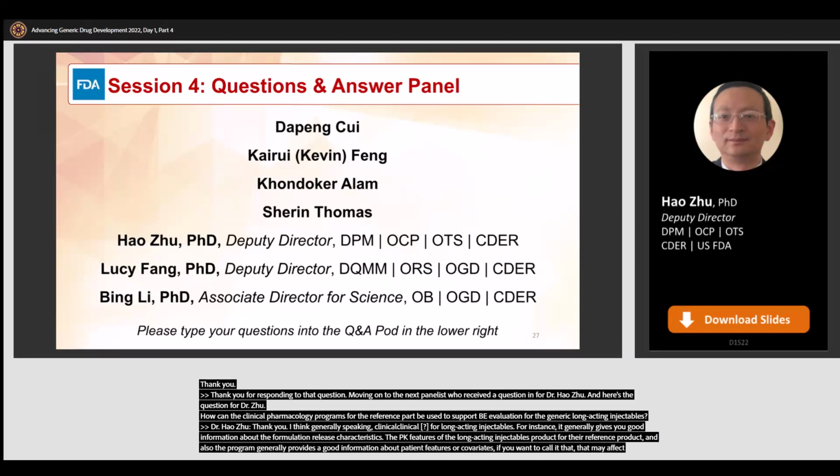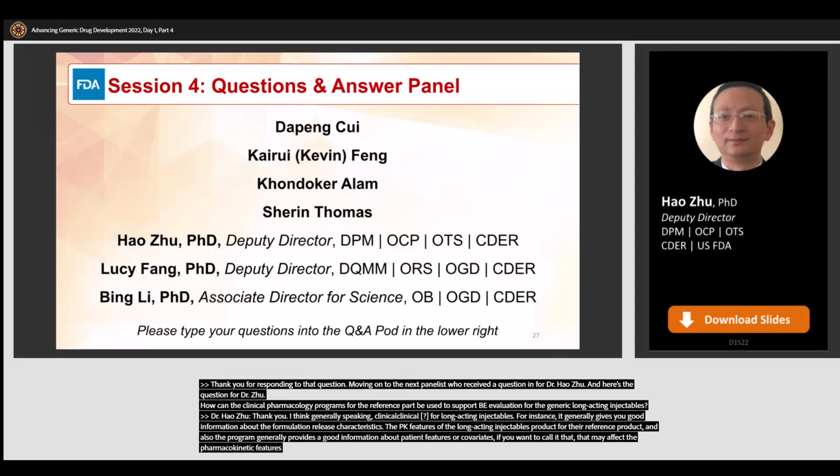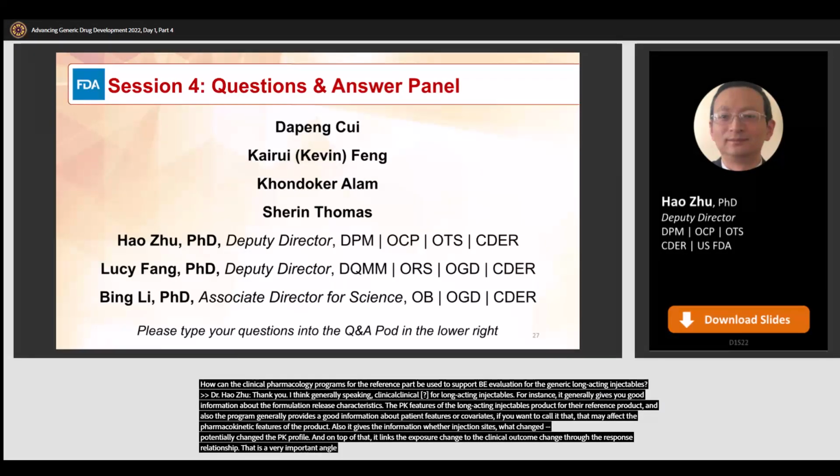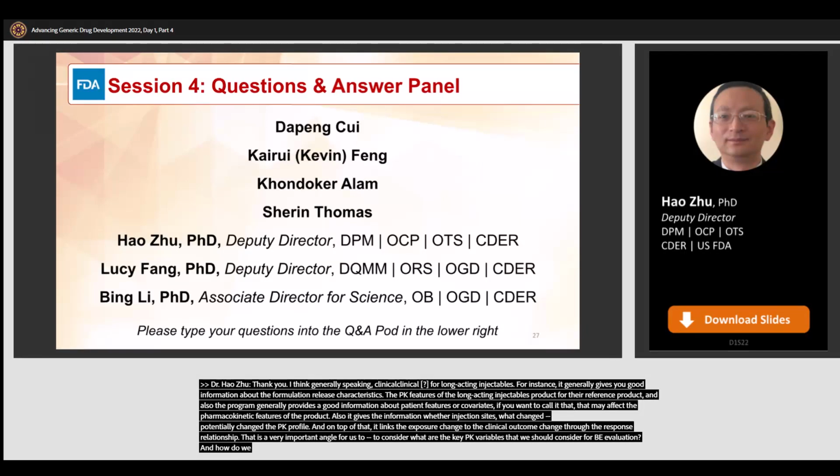Also, it gives the information on whether the injection sites will potentially change the PK profile. And on top of that, it actually links the exposure change to the clinical outcome change through the exposure response relationship. That is a very important angle for us to consider. What are the key PK variables that we should consider for BE evaluation, and how do we establish the relevant BE criteria? All the pieces of information can be put together to improve clinical BE study. Thanks.